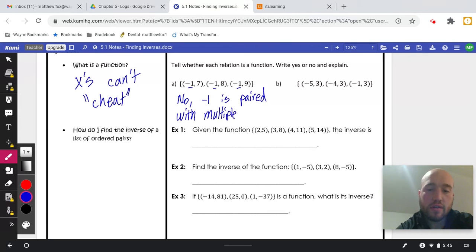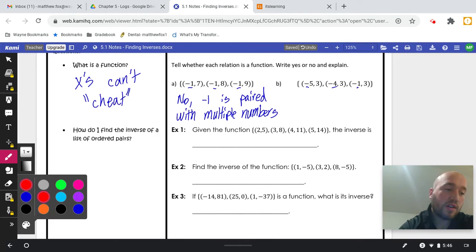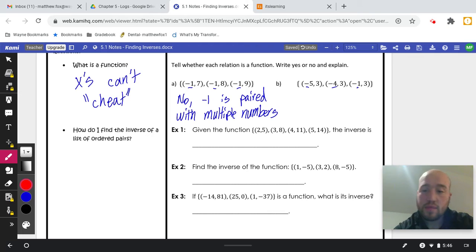All right, so take a look then at example B. Here we have -5 goes with 3, -4 goes with 3, -1 goes with 3. Each of our x values is unique, and so if that is the case, we know that all of them are only paired with one y. So yes, this is a function, and our reason is no x's repeat with different y values.